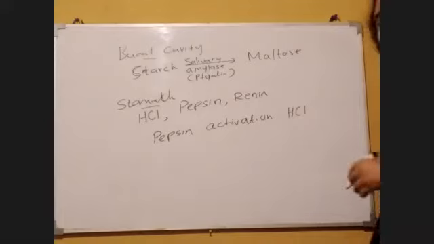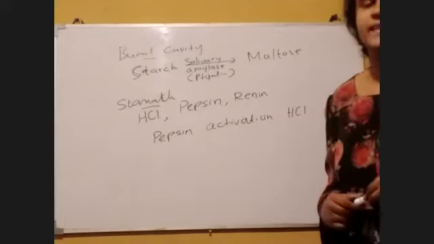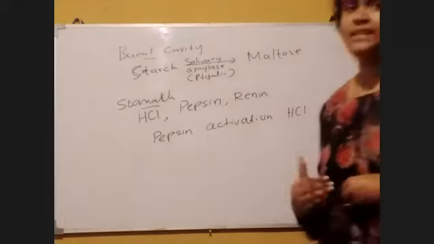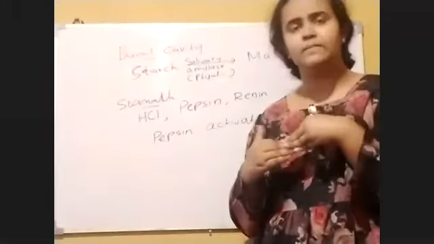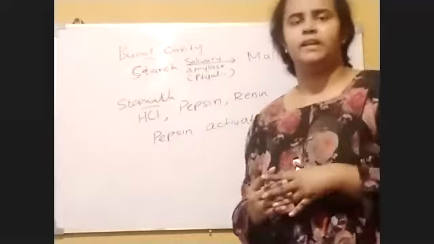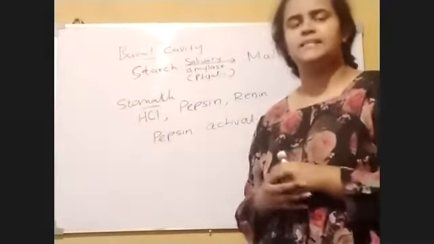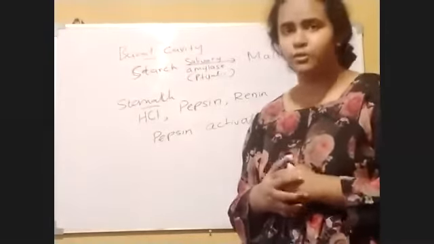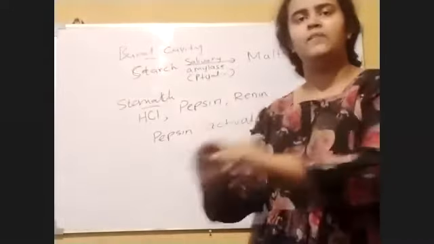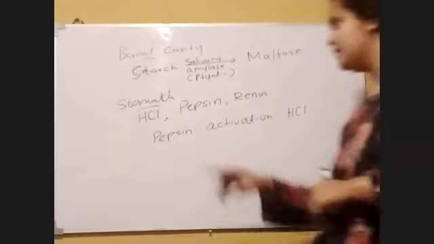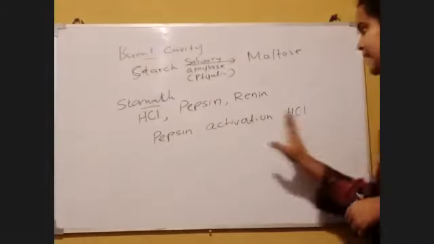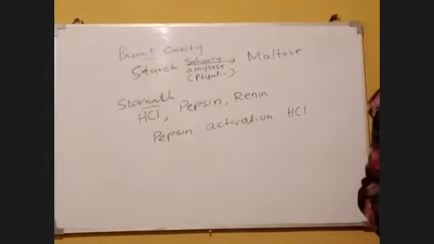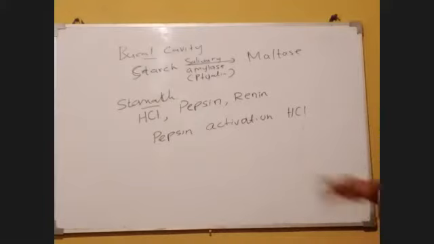HCl, hydrochloric acid, is the one that does the pepsin activation. Pepsin can carry out its enzymatic activity only if it gets activated. So what does this acid, hydrochloric acid, do? It is going to activate this pepsin. So the first step of stomach digestion is that pepsin is activated by HCl, hydrochloric acid.